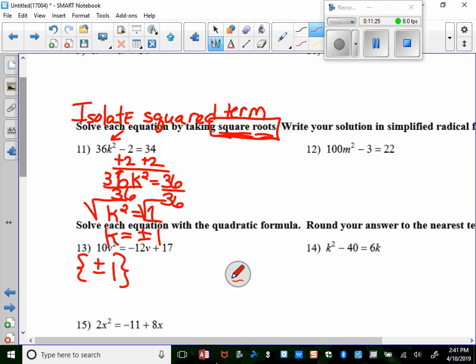Yes? I'm going to test. You work it wrong if you put k equals plus or minus 1? No, as long as you have set brackets. All right, so that's just doing the square root.